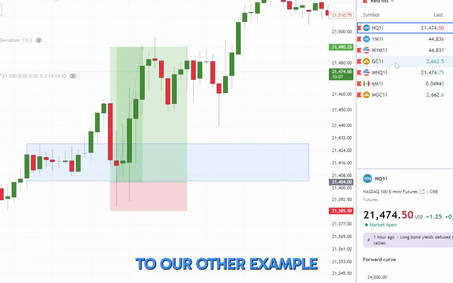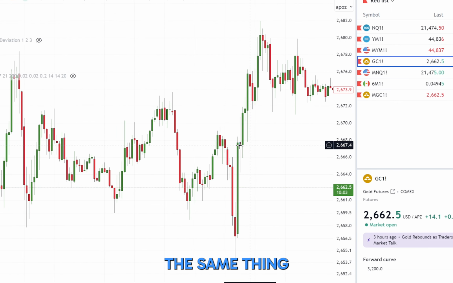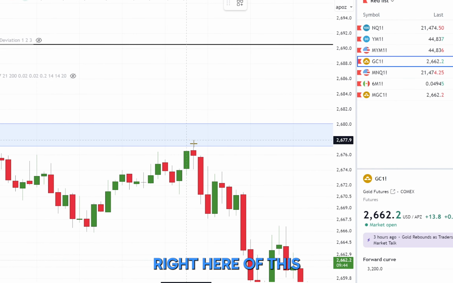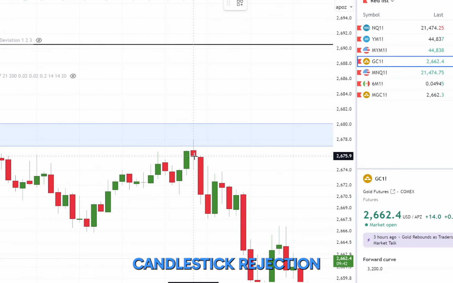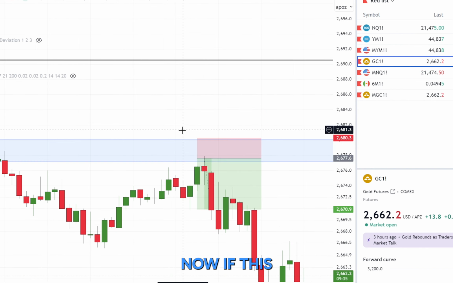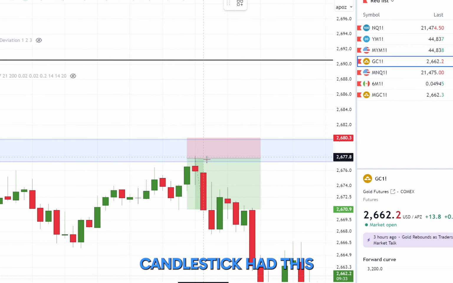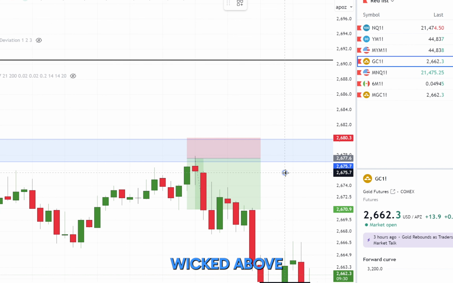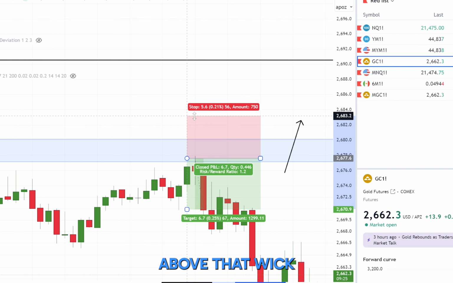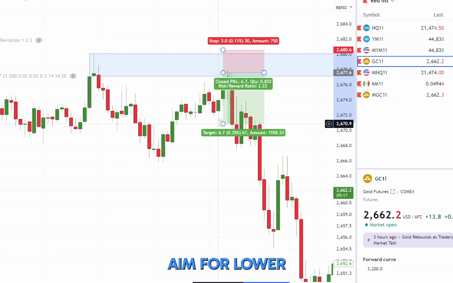Let's go to our other example and show you guys the same thing. So here for this example, we would get in right here off this candlestick rejection from the zone, and our stop loss would go right above the zone. Now, if this red candlestick had wicked above this zone, our stop loss would go right above that wick, and then we just aim for lower.